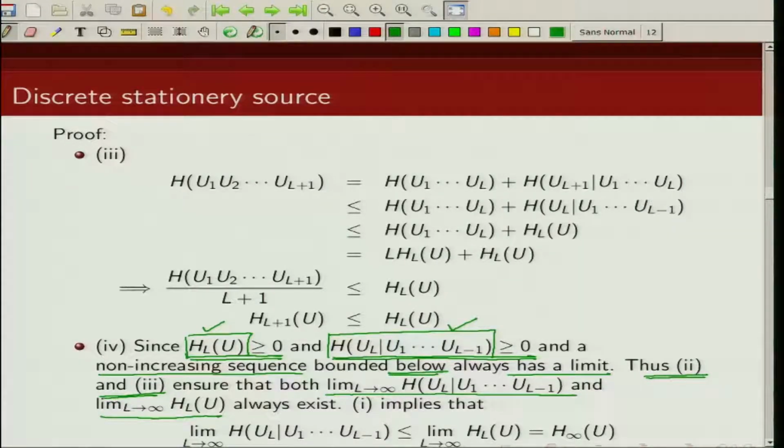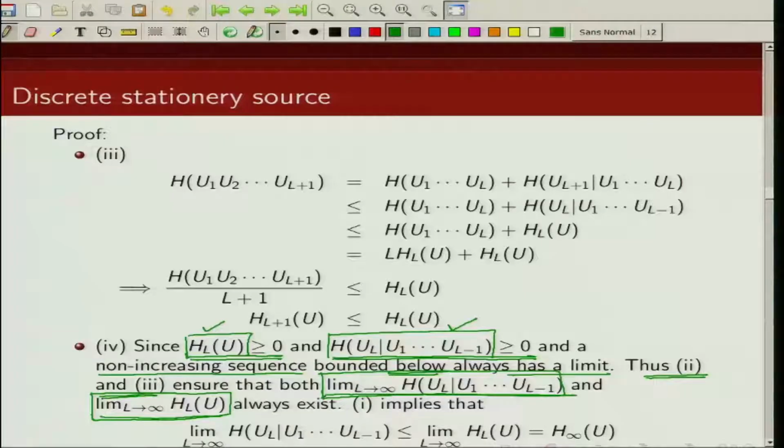Now, as I said, we have to prove that as L goes to infinity, this particular term is the same as this. So how do we prove it? We will first show that one of these terms is less than or equal to the other term, and then we will show the other term is less than or equal to the first term. For both of these conditions to hold, they must be equal.